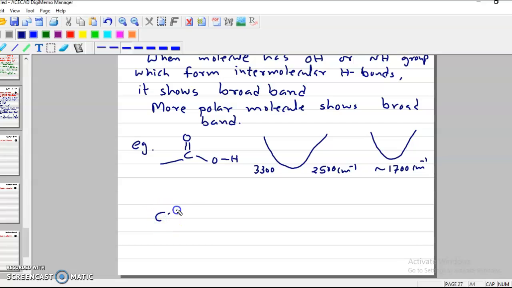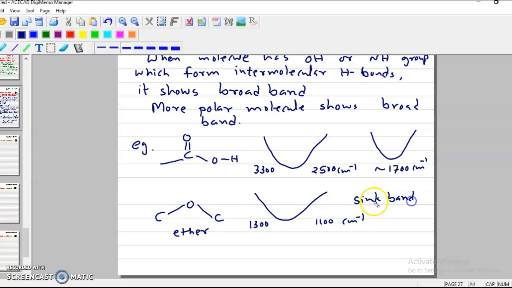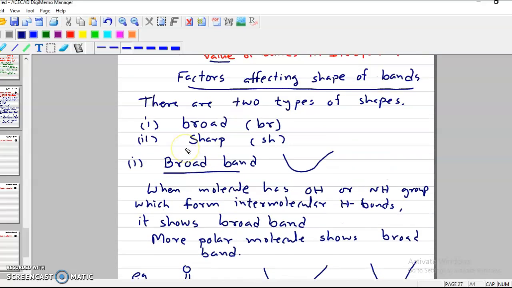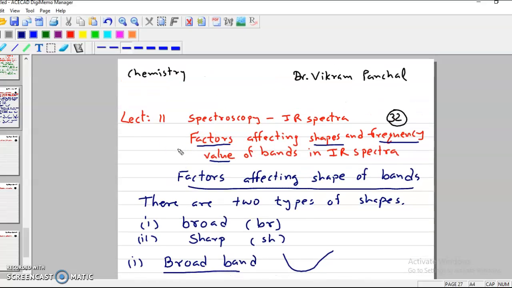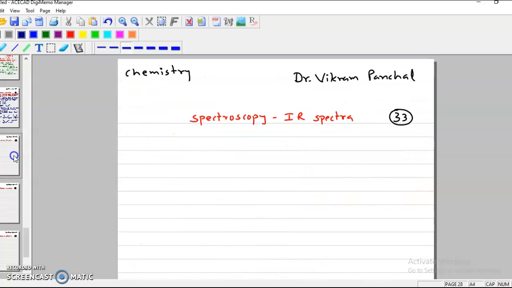Even COC groups, ether, in which you will see the band like this, ranging from 1300 to 1100 somewhere, or maybe less than that, and it is known as a C-O band. So this is because of polarity. So broadband appear due to either hydrogen bonds or polarity.